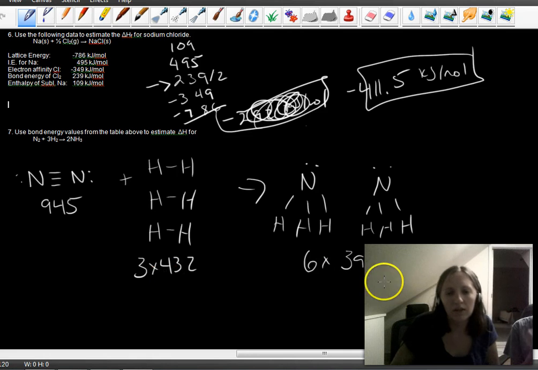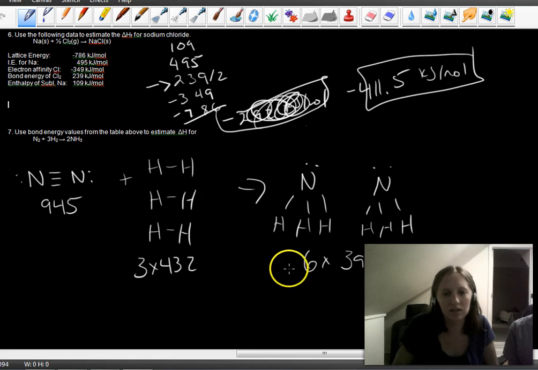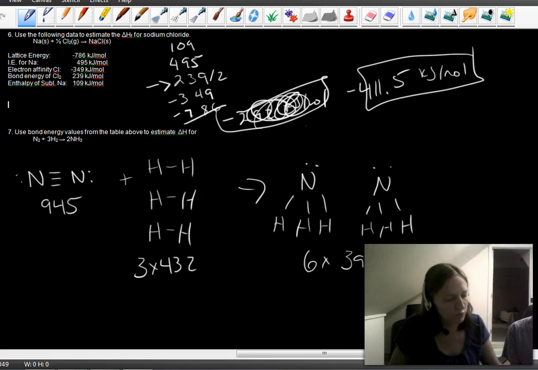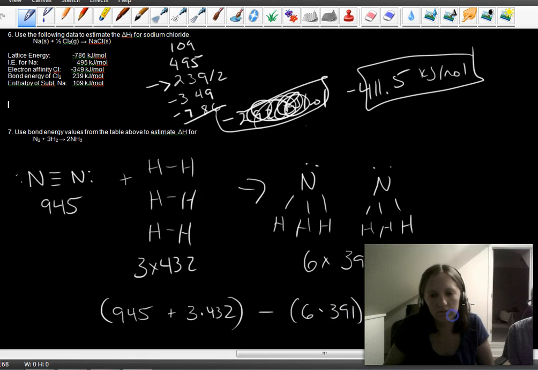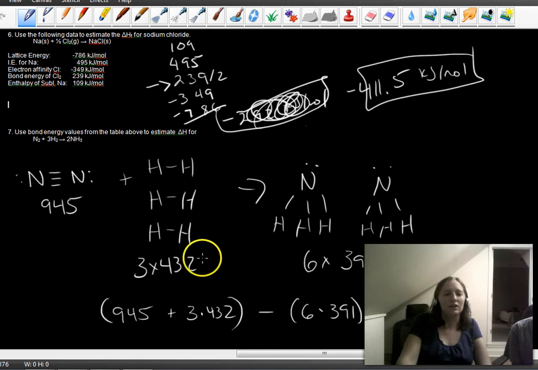Maybe on this one. And that gives you, I think, negative 1068, because that's bonds broken minus bonds formed. Broken minus formed. So here's the broken: 945 plus 3 times 432 minus 6 times 391. And sorry, I shouldn't have had that answer already. 1068 kilojoules per mole. And this has been my haphazard answers for these questions. Thanks, folks.